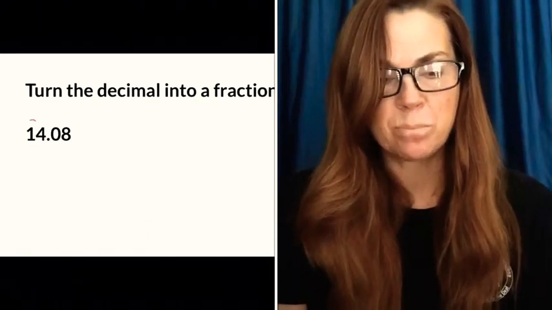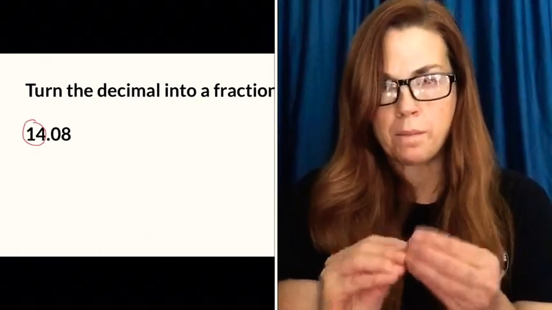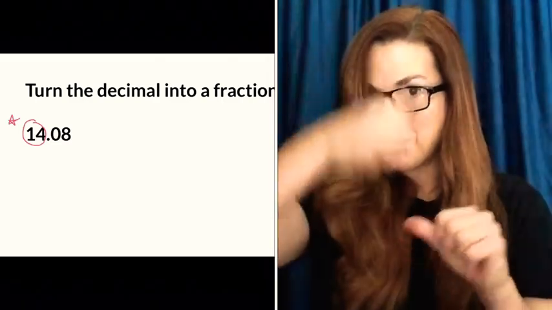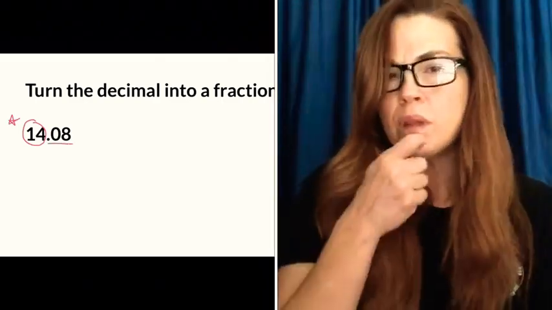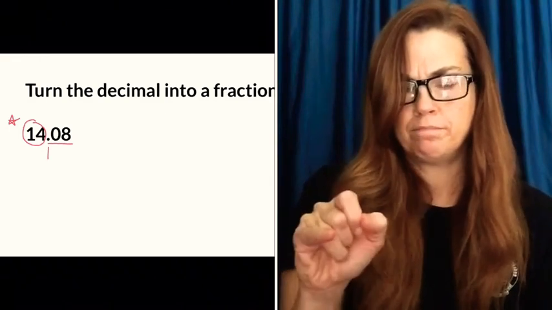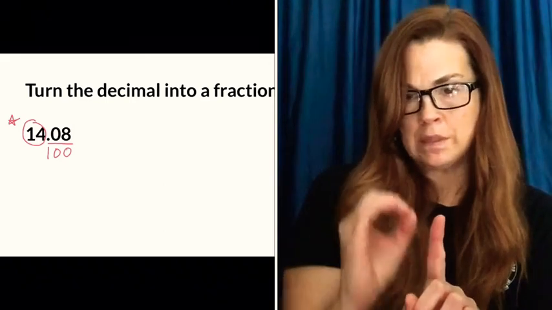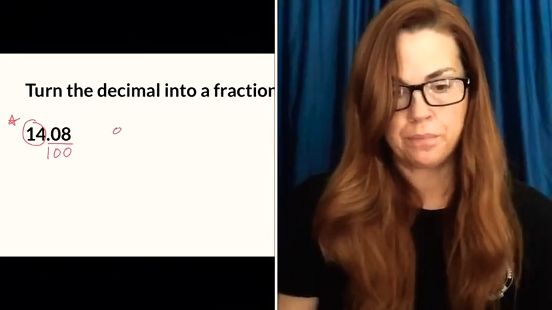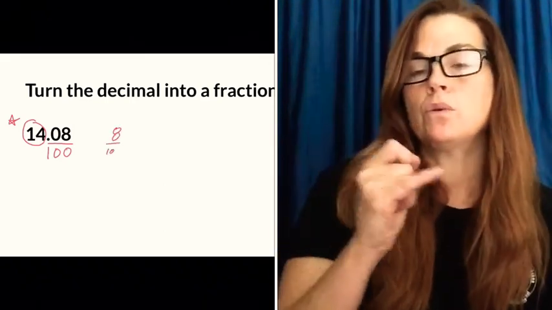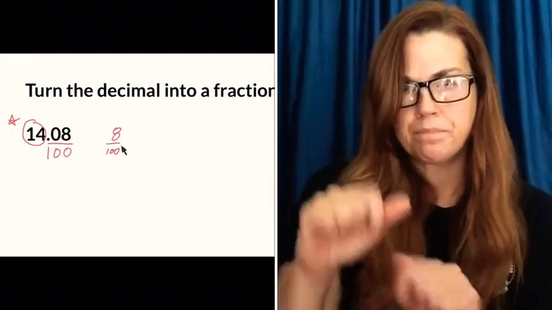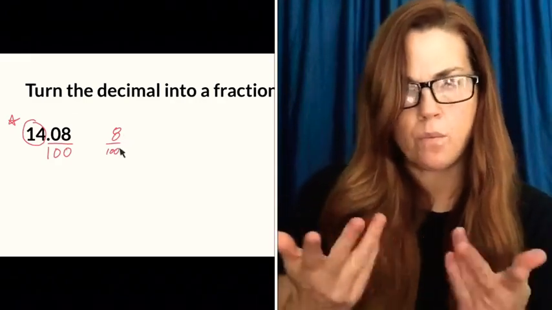So this next one, I have a whole number. So I'm going to circle it and star it so I don't forget about it. Then I put a fraction bar under my decimal. I'm going to put a 1 under the decimal, and then a 0 for every digit after the decimal. So I have 8 hundredths, 8 over 100. Okay, and then looking at this, what can I divide 8 and 100 by evenly?